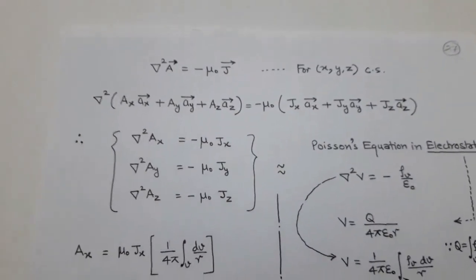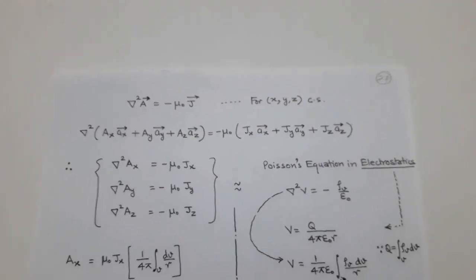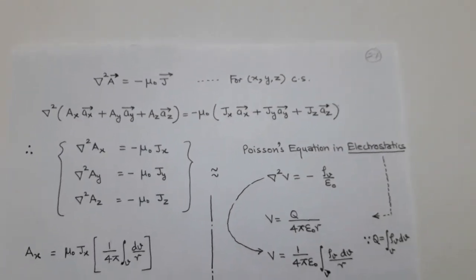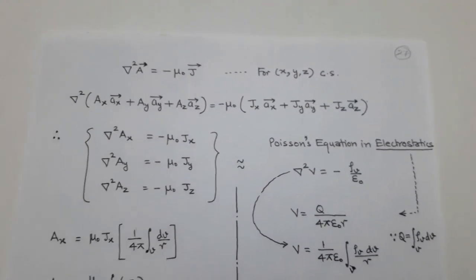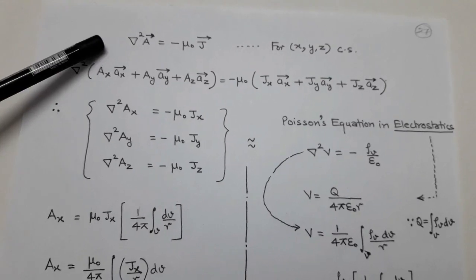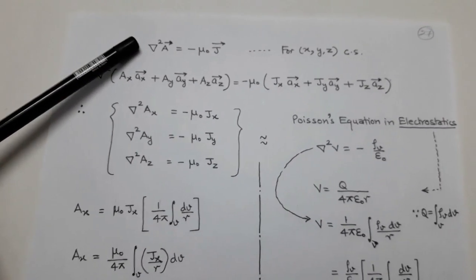In case of scalar magnetic potential, we get a Laplace equation, that is del square V suffix m equals 0. And in case of vector magnetic potential, we get a Poisson's equation, that is del square A vector equals minus mu naught J vector.